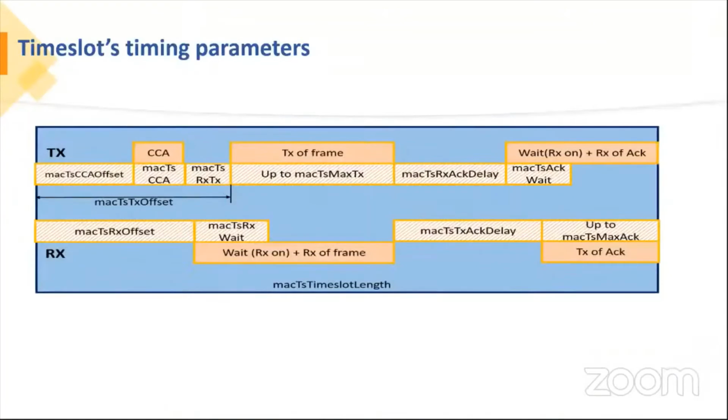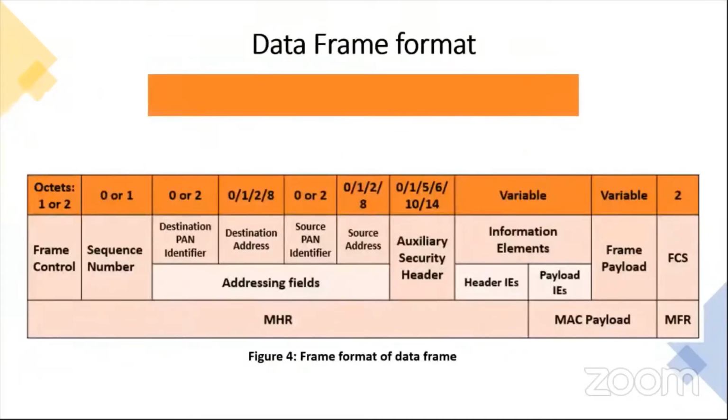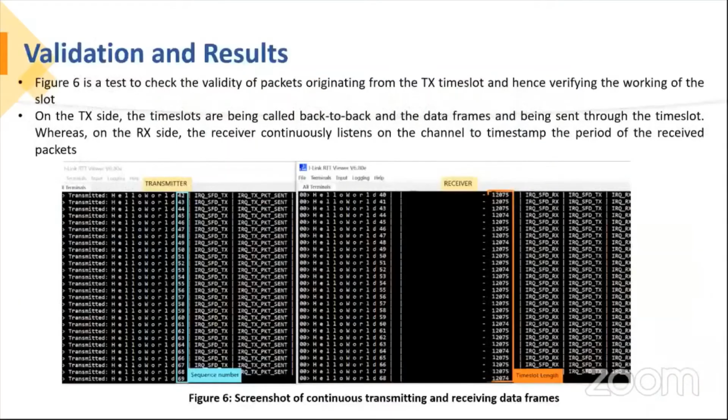Okay, now this is time slots, timing parameters. And this is interrupts. I think we discussed this already. This is the data frame format of the 15.4e TISH packet. As I said, people who know about the area quickly realize that this is an LLC type of frame format.